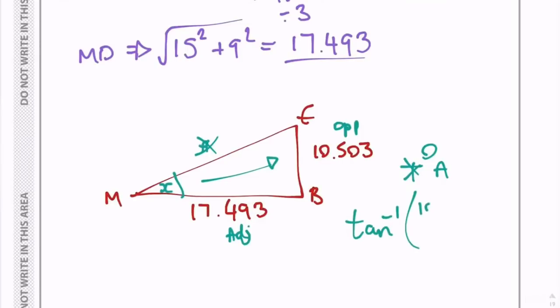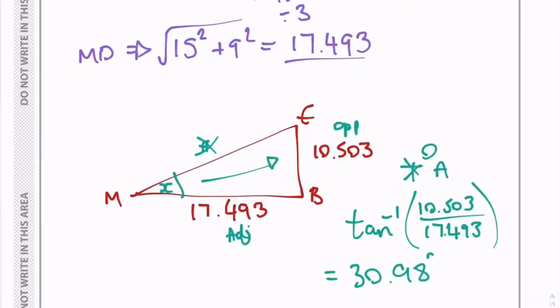So the opposite is 10.503, the adjacent is 17.493, and typing that into the calculator, we get the value 30.98 degrees. I could write down a few more digits there, but it wants it to one decimal place. So from this point I can round it, and that would give me 31, it would round up to. And then because it wants one decimal place, I'm going to keep that as 31.0. There we go, so 31.0 degrees. And that's the end of that question. On to the next one.